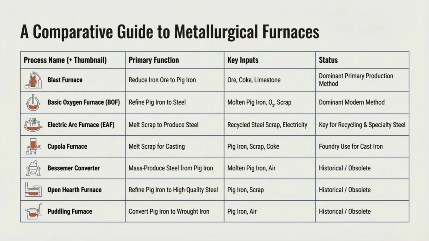Finally, look at our historical and obsolete methods. The Bessemer converter, the open hearth furnace, and the puddling furnace were the heroes of the Industrial Revolution. While they are no longer in common use today, they paved the way for the technology we use now. We study them to remember that engineering is always evolving to become faster, cleaner, and more efficient.